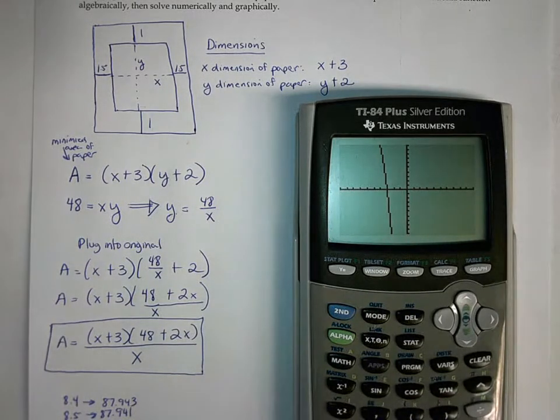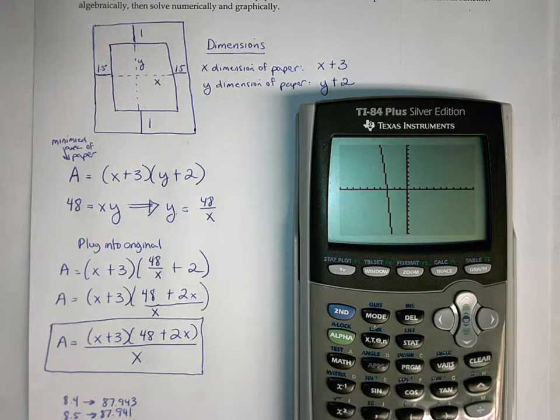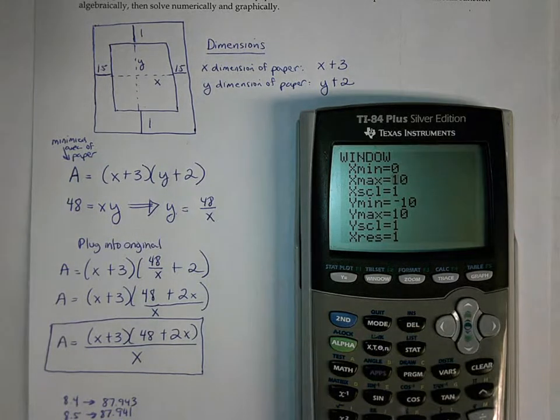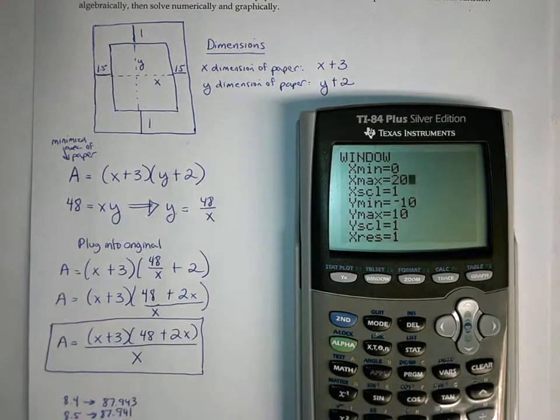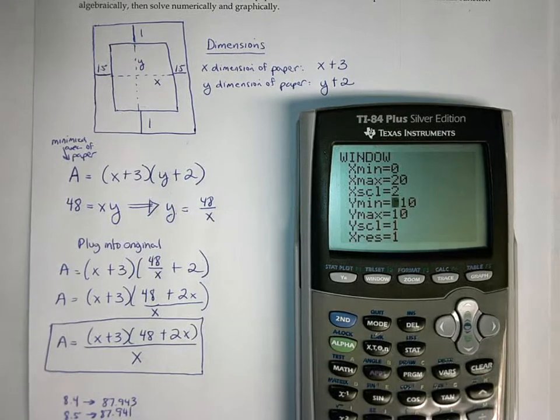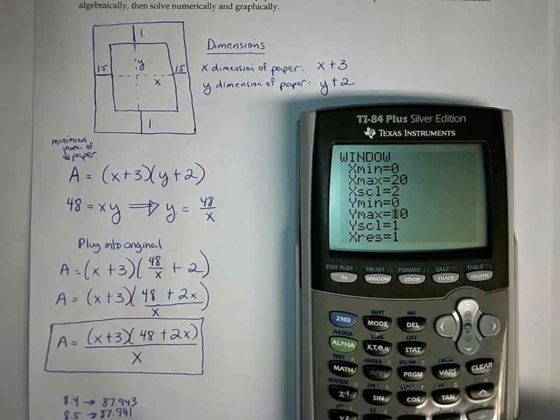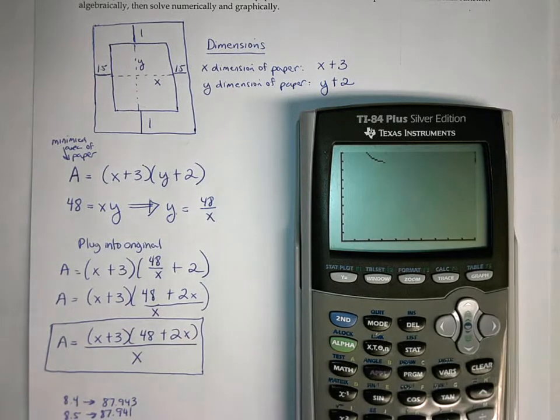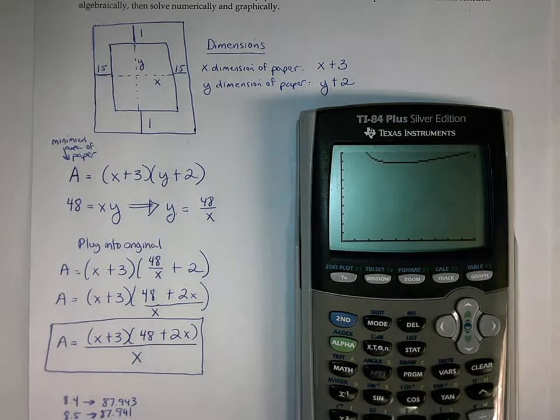So for this graph, I need to change my window a little bit so I can see what these values are that I'm working with. So I'm going to go to my window, and I'm going to go from 0, and we know we're looking at 8.4, 8.5, so we'll go 20 with an x scale of 2. Gives me a little bit more than I need. And then for the y minimum, I'm looking at somewhere in the 87. So let's go 0 to 100 with an x scale of 10. And then we'll hit graph.